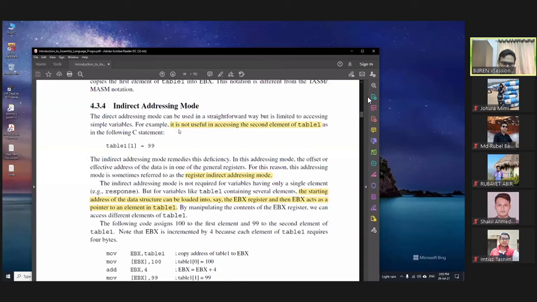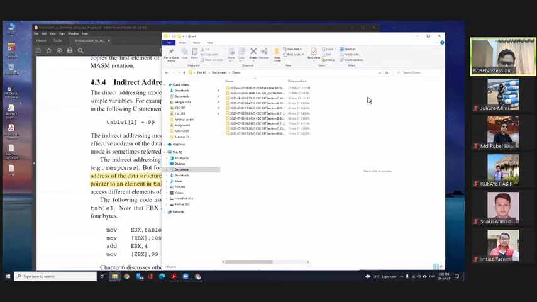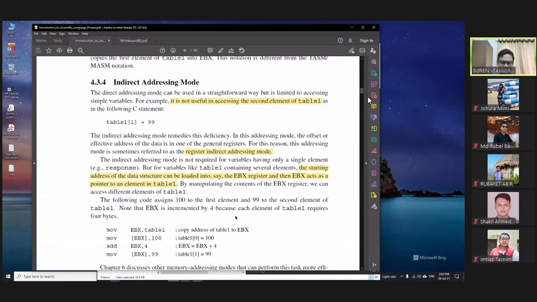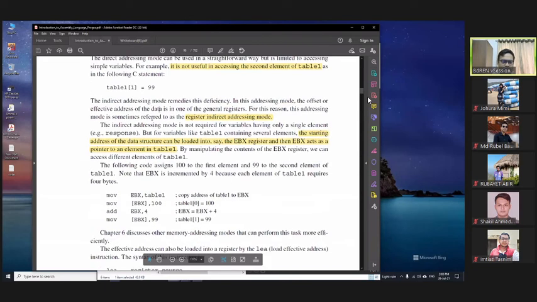Let's see this one. For example, for the indirect address mode, I think we have discussed it elaborately in the previous class, right? That how we can access the second number. No? No, sir. All right, so let me just give you some hints.